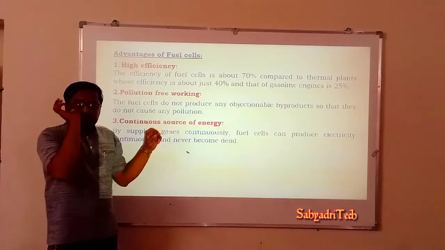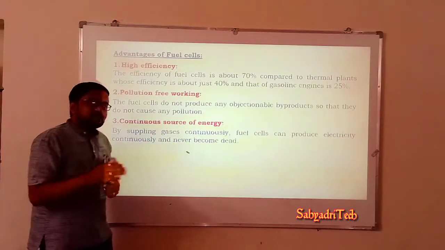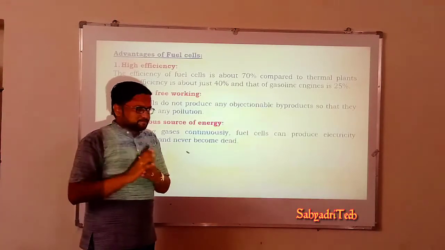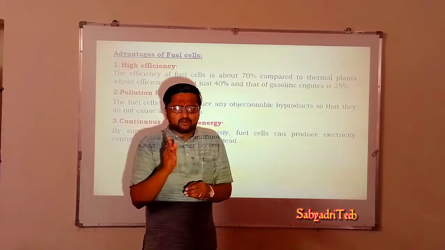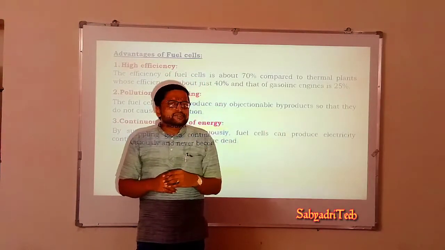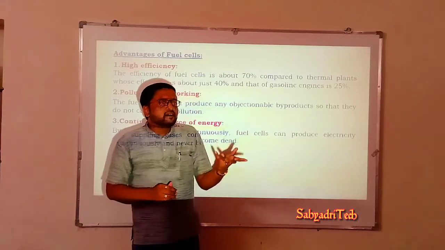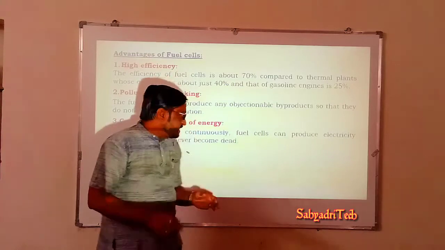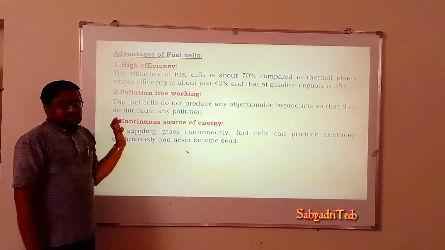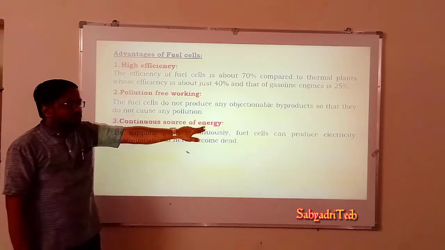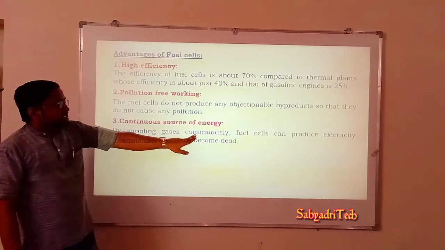Thermal plants and radioactive plants cannot be considered as a continuous source of energy because once the availability of coal and radioactive species is over, there is no more use of those thermal plants and radioactive plants. They are not going to produce electrical energy. But here, fuel cells can be used as a continuous source of energy. How? By supplying gases continuously.